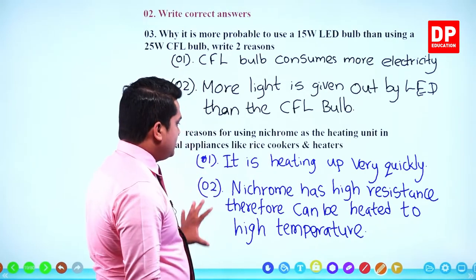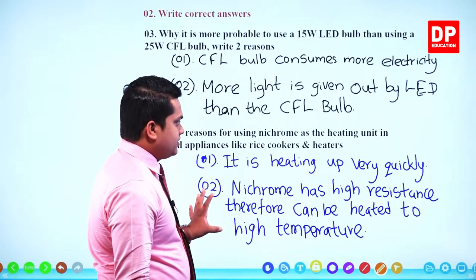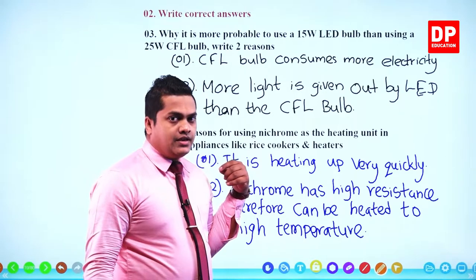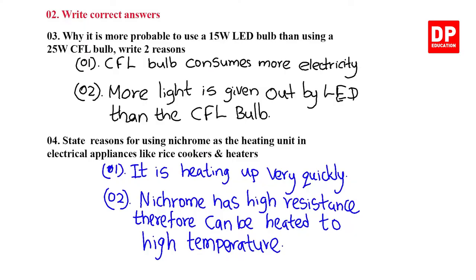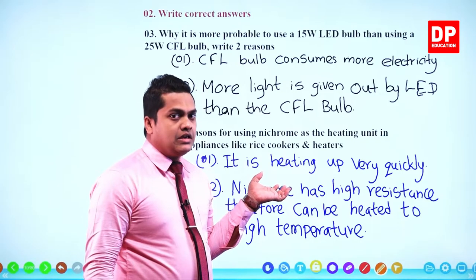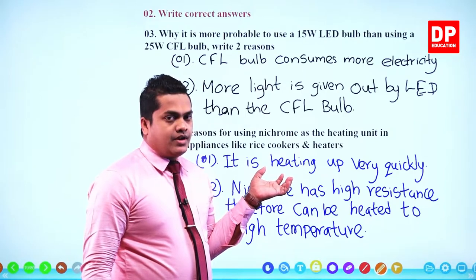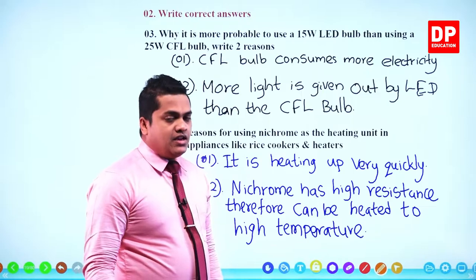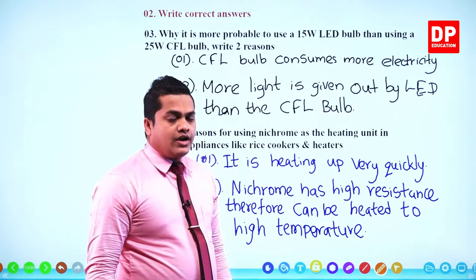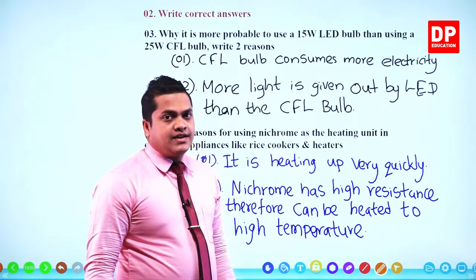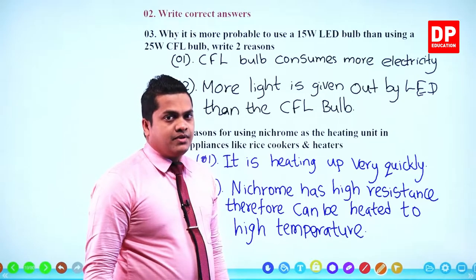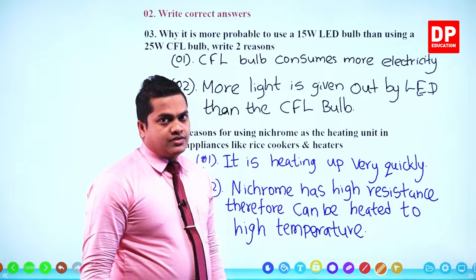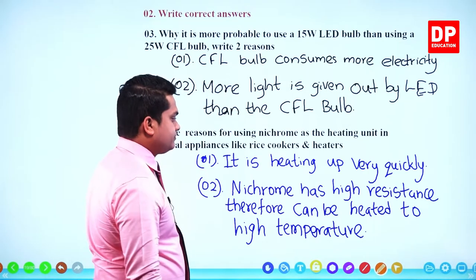So these are the key points for why we use nichrome as the heating element, to make heating equipment that utilizes electrical energy, right? Because of these key points, mainly because nichrome has higher resistance. Materials that have high resistance can be utilized to make these instruments.